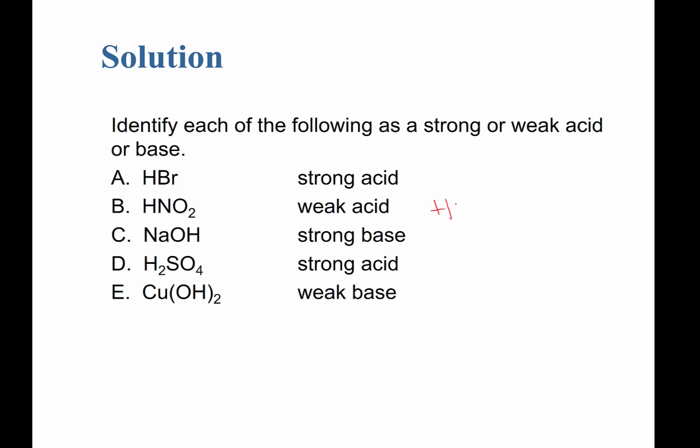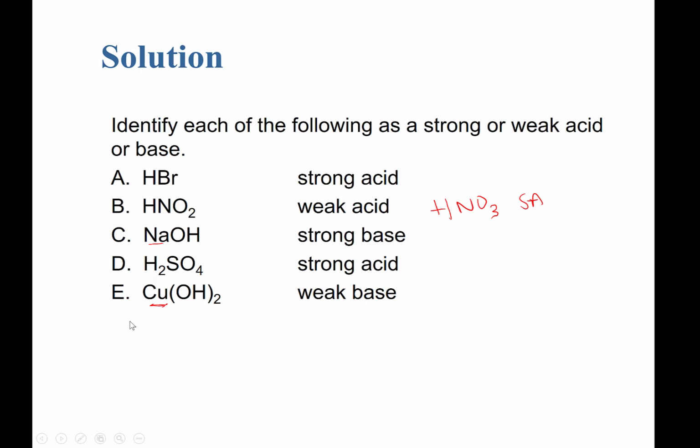HNO3, nitric, that is the strong one. So with the HNO2, it's weak. NaOH is a strong base because that's with the alkali metal. H2SO4 is one of the strong acids we memorized. And Cu(OH)2, Cu is not column 1 or calcium and below in column 2, so it's not a strong base, it must be weak.